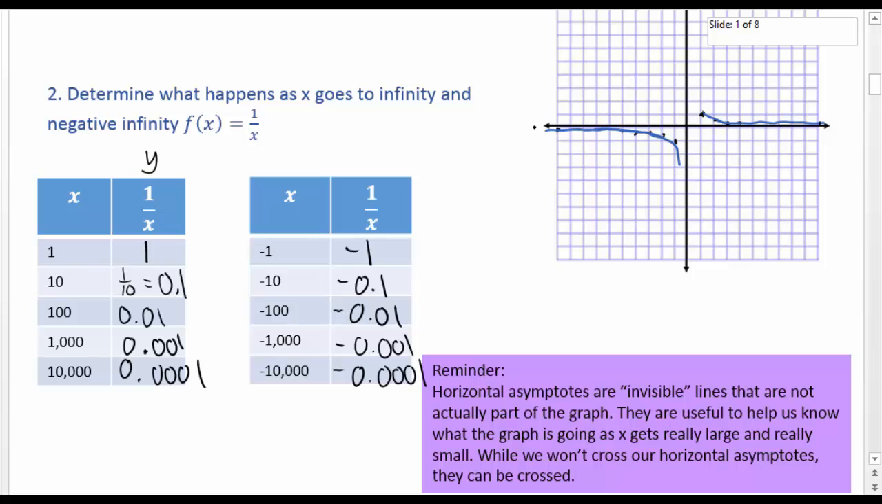So an asymptote is an invisible line. It's not actually part of the graph, but whenever you're graphing by hand, you want to include it. This is a guideline letting us know how our graphs are going to look. And while some functions will cross horizontal asymptotes, our functions will not.